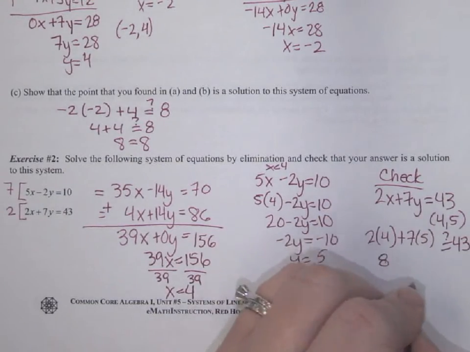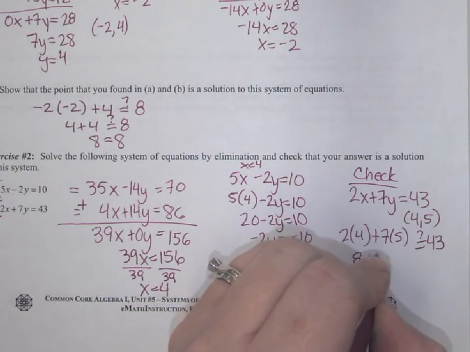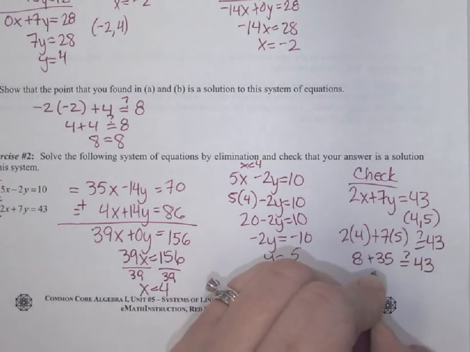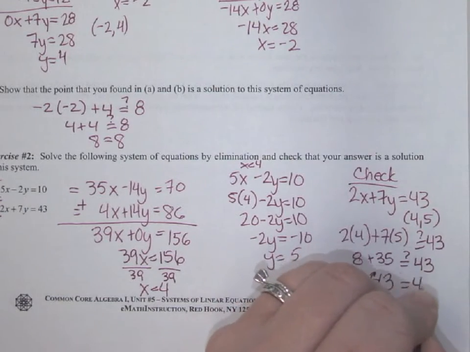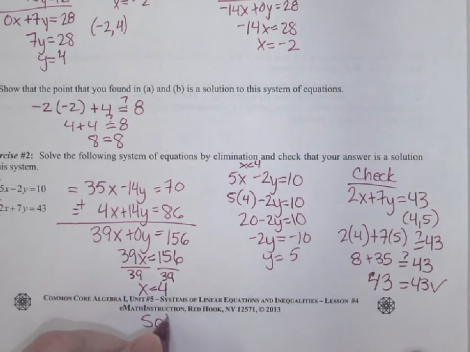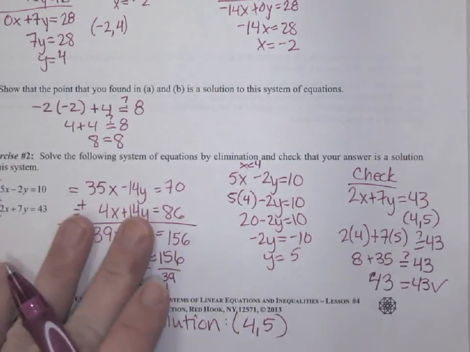So I get that 8, let me go for a little bit here, plus 35, and it works. If you had solved the other way, you would have also gotten the solution of 4, 5 if you had eliminated the x variable first and then solved for y.